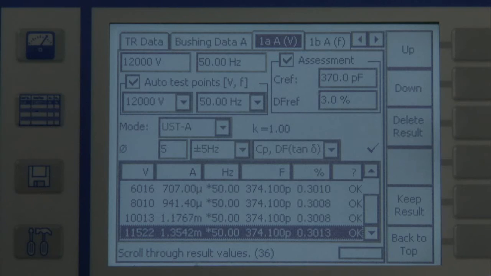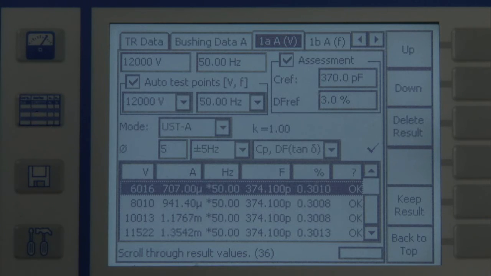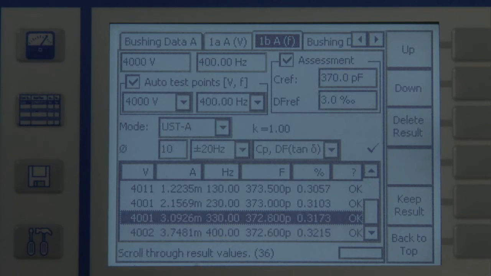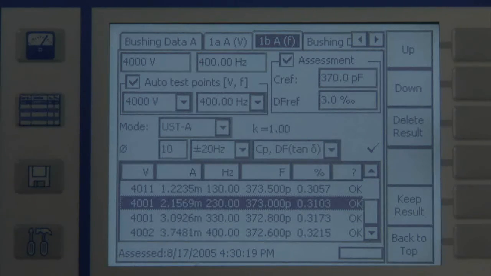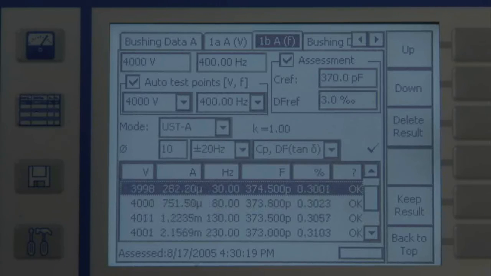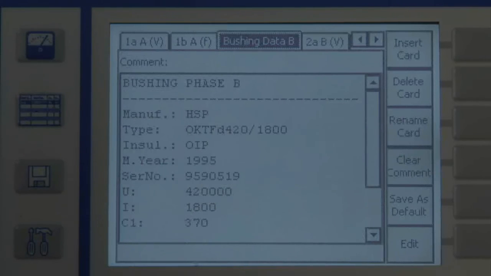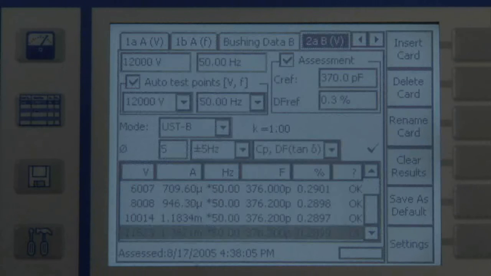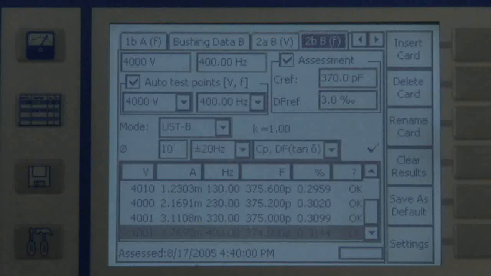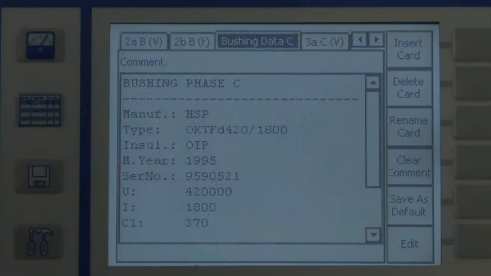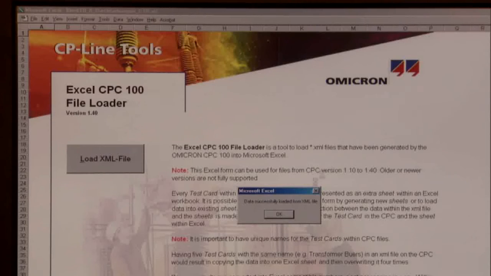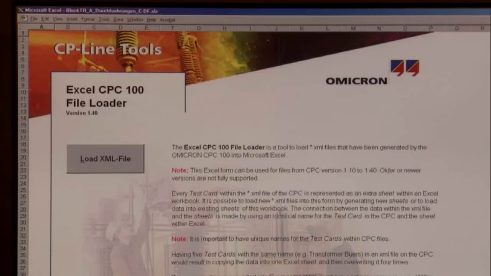The results of both the voltage-dependent measurement of the dissipation factor or the power factor and the frequency-dependent measurement of the dissipation factor or power factor are given. This is then repeated for the bushings of phase B, phase C, and the neutral conductor. All measurement results and test object data is saved in XML format, which allows easy transfer to database applications and further processing of the data on a PC.